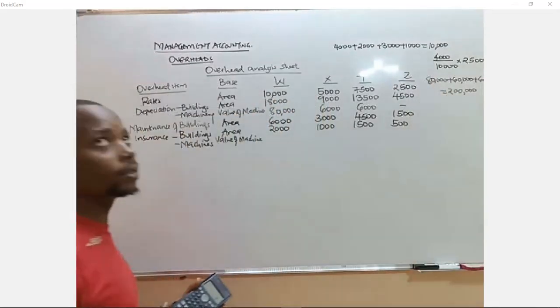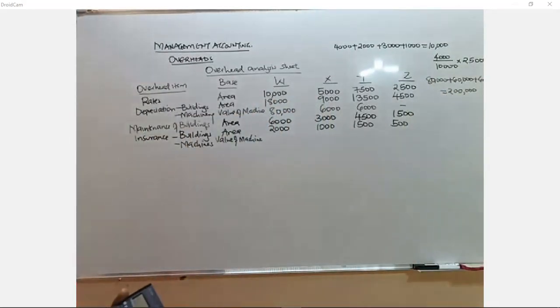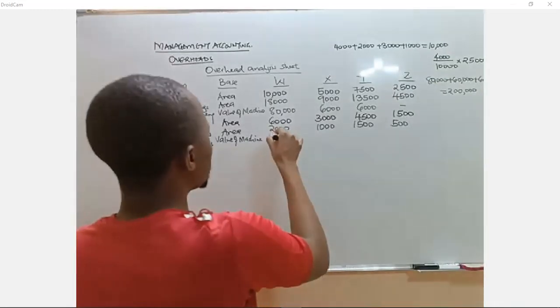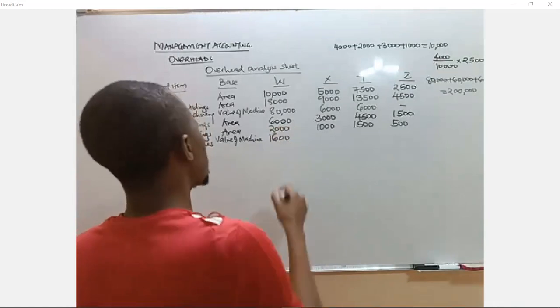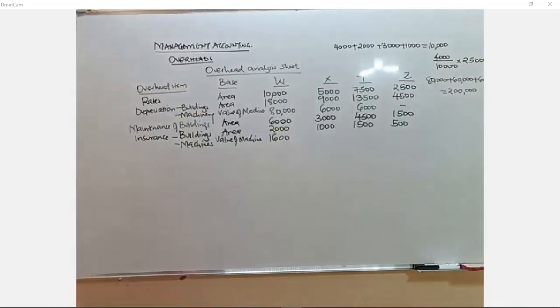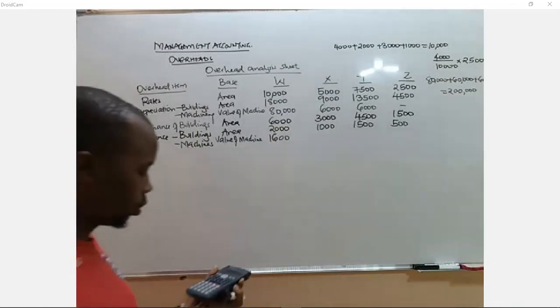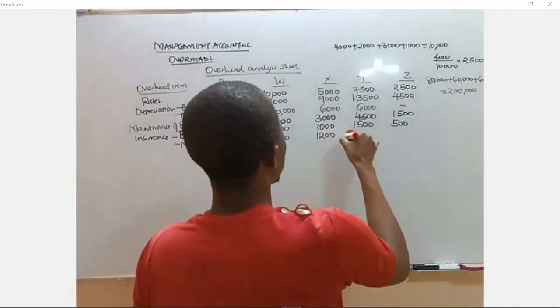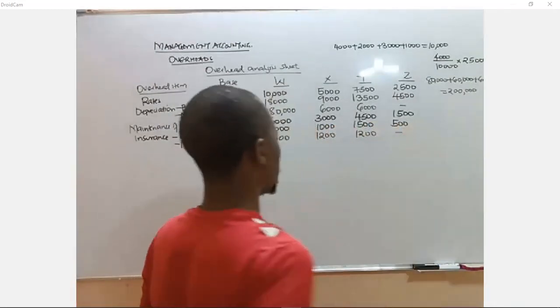So I just take 80. It will be 80 divided by 200, then we multiply by the machines, which is 4,000. The first one we are getting 1,600. The second one, how much are we getting? It will be 60,000 divided by 200,000, then we multiply by 4,000, getting 1,200 each. So here's 1,200, and also here's 1,200, but this one is dash.